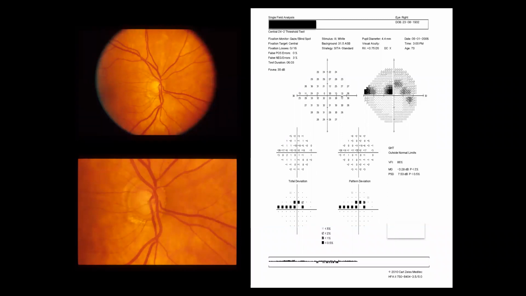Can you hear me, Khalid? Yes, yes. So after that, you went for the reliability indices, and the test is reliable. Then you went to see if it's normal or not, and you mentioned that the patient is having nasal step and paracentral scotoma, right? Yes.